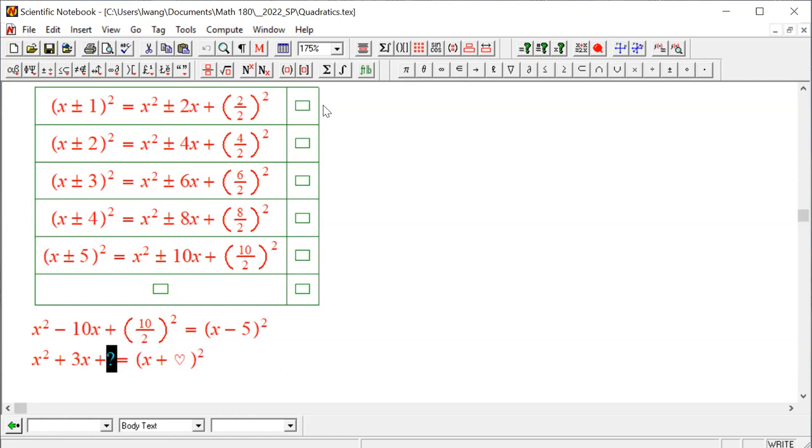Okay, so what should be the question mark? The question mark should be, I take the 3 divided by 2, and that's going to be squared. So my heart is this number. And that works every single time.